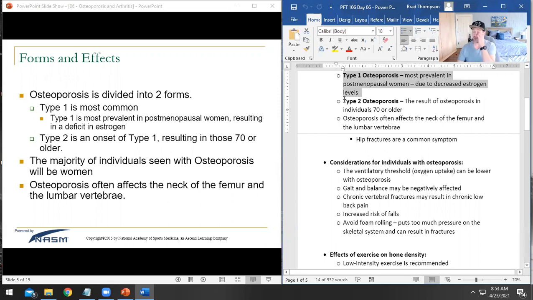We will also see type 2 osteoporosis, which is going to affect pretty much anybody who's 70 or older. This is a little bit more rare, just because there are fewer cases of it. But obviously, as we get older, 70-year-olds are not quite as physically active as they may have been at a younger age.